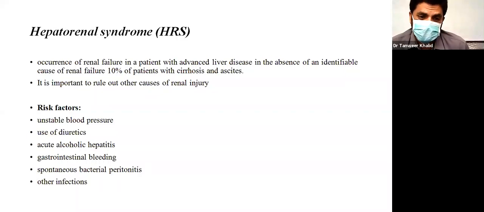If the patient is taking any nephrotoxic drug, or if the patient has diabetes or hypertension, because of the chance of development of CKD like hypertensive nephropathy and diabetic nephropathy. Basically, if we rule out all other causes, then we label it as hepatorenal syndrome. Its risk factors include unstable blood pressure, use of diuretics, acute alcoholic hepatitis, GI bleeding, spontaneous bacterial peritonitis, and other infections. These are the risk factors for development of hepatorenal syndrome.